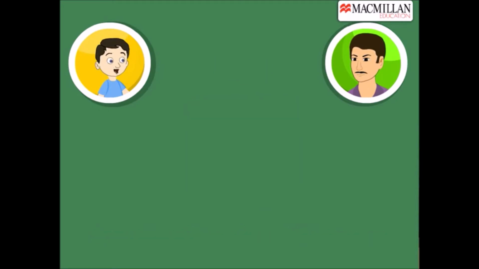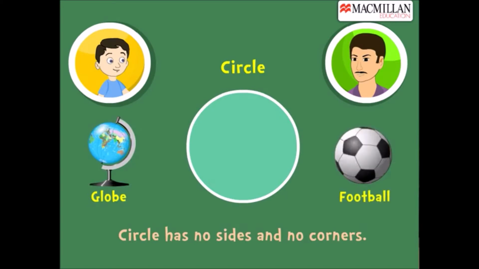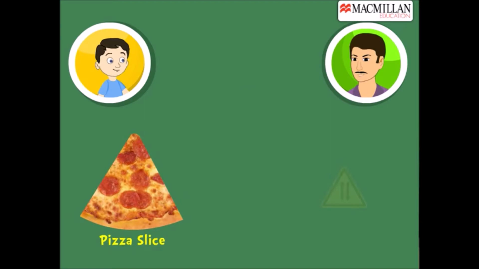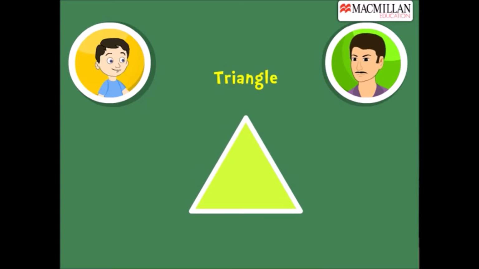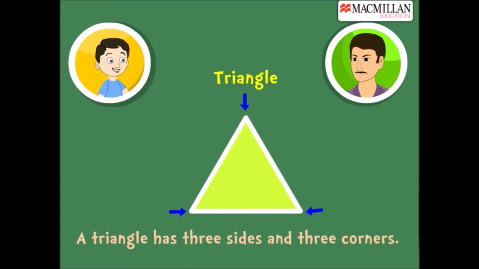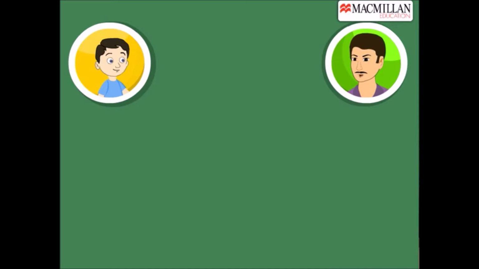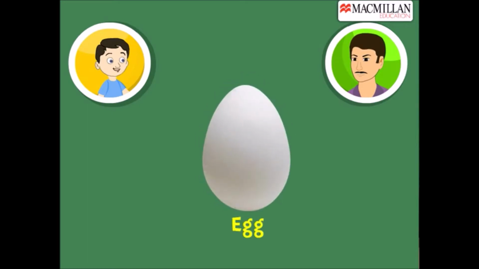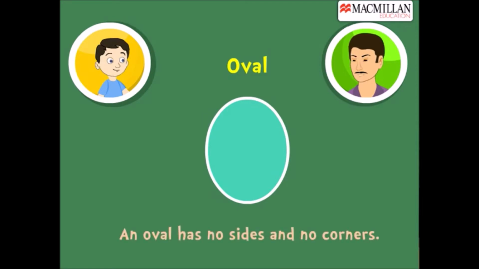Even I've heard about circles. It has no sides and no corners. Yes, just like a globe or a football. And you know, a pizza slice and a signboard are triangular in shape. Oh, Dad, that means a triangle has 3 sides and 3 corners, right? Yes, exactly, son. By the way, do you know what the shape of an egg is? Yes, Mom told me that an egg is oval in shape. Right. An oval has no sides and no corners, and also it's not round.